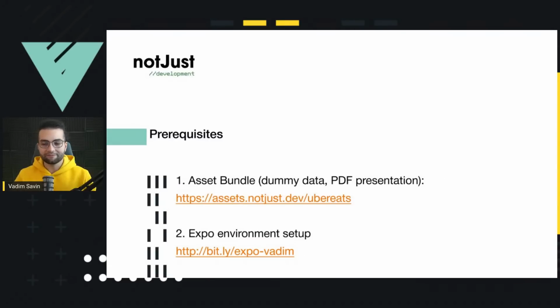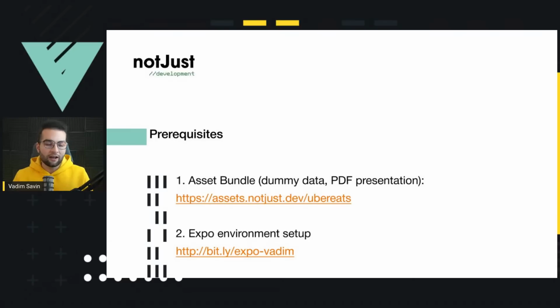So in order to follow along, which I'm going to repeat myself, but I will always encourage you to do, because that's how you actually learn. You will need a couple of things. You will need the asset bundle that you can download at assets.notjust.dev/Uber Eats, and there you'll find the PDF presentations of all the days. You'll find pre-made components that we are providing you in some cases, and as well the source code for both day 1 and day 2.